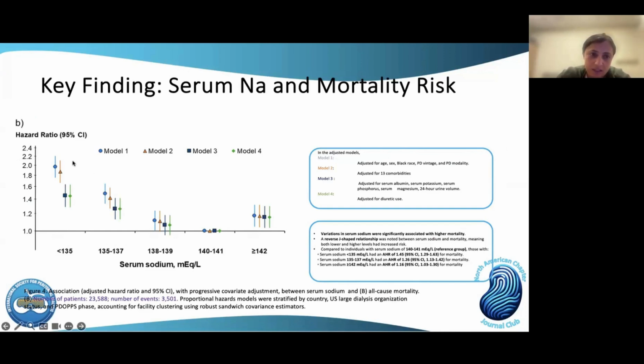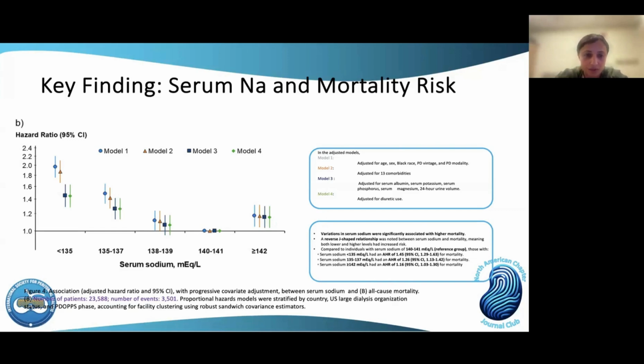And you see this nice reverse J-shaped curve where there is increased mortality with the lower sodium, and in the reference range there is no increase in mortality, and there is increased mortality again when the sodium is higher, more than 142.